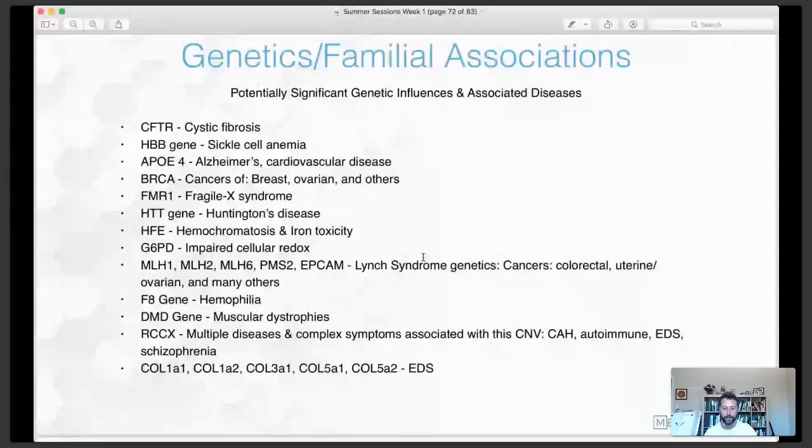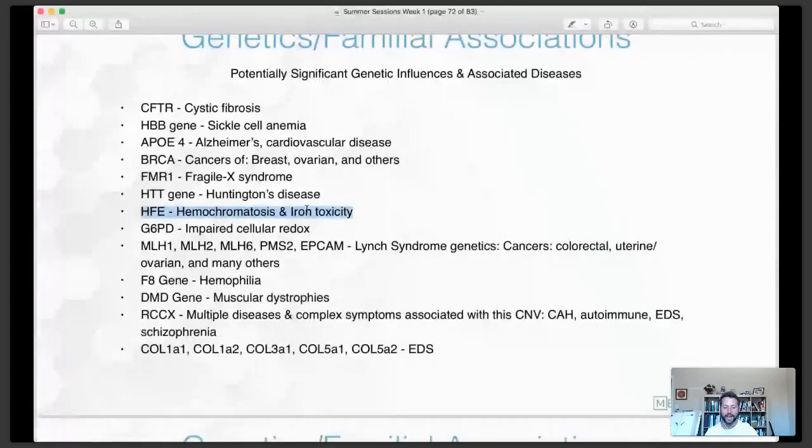And then Lynch syndrome genetics, which is more common in Eastern Europe, I believe. Predisposes to many different cancers. It's a terrible disease. And that's being caused by DNA genes that are supposed to repair the DNA when there's DNA damage and breakages and things like that. Hemophilia gene, the DMD gene, RCCX, you can read my research on that. And then here's the COL genes that are associated with EDS. So the hemochromatosis one, yeah, that's coming out in our new report.